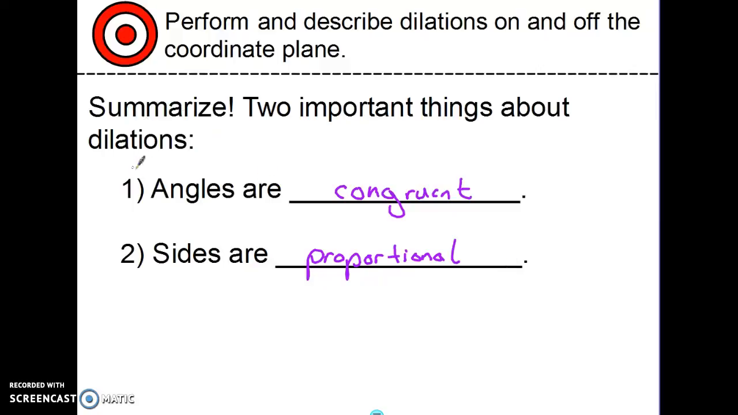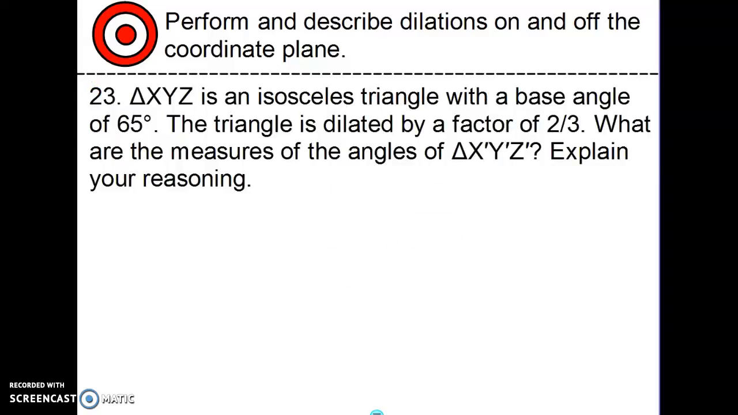Okay, so this is a really important thing to keep in mind, because in the future we're going to compare dilations to similarity, and that's how we're going to understand similarity. All right, so just a quick little check of your understanding here, and this is actually going to be in the next video. So click on the next link, please.